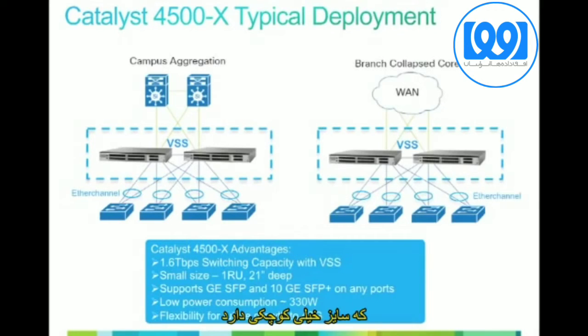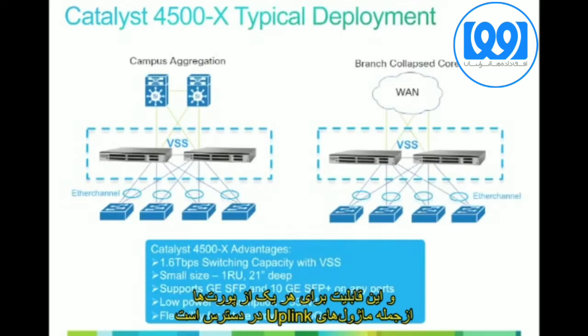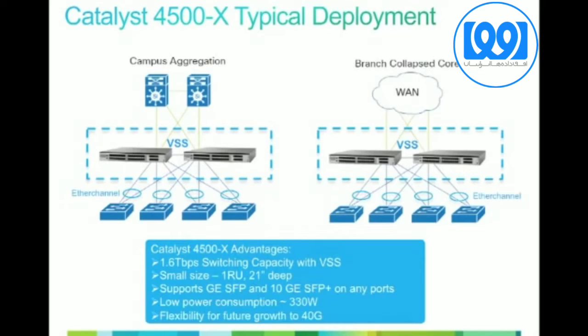It's a very small size. We also support the ability to have 1 gig Ethernet using traditional SFPs and 10 gig Ethernet using our SFP+ modules, and this is available on any of the ports, including the uplink modules. The efficient power supplies offer a very low power consumption of only 330 watts approximately, and we have the flexibility for future growth with investment protection to go to 40 gig Ethernet with upcoming future released uplink modules.